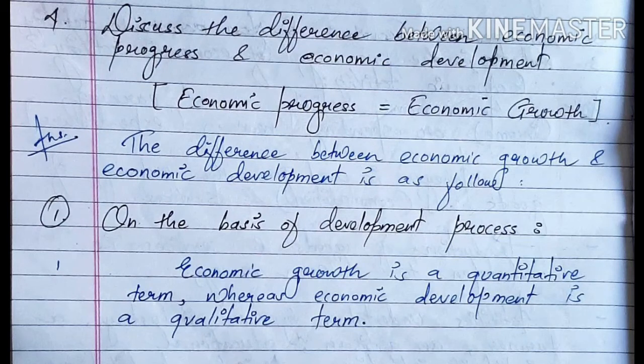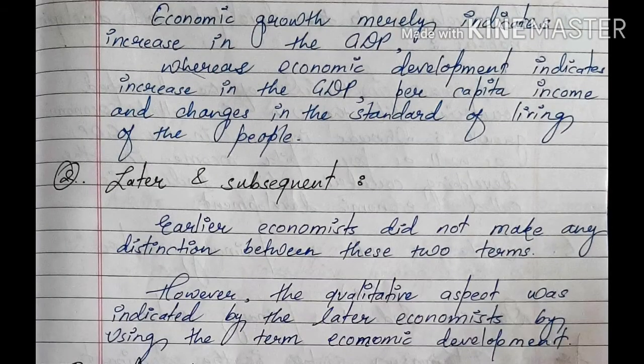Now, starting with the fourth question, discuss the difference between economic progress and economic development. Economic progress, जिसको economic growth भी कह सकते हैं. Now, starting with the answer, the difference between economic growth and economic development is as follows. First one is on the basis of development process. Economic growth is a quantitative term, whereas economic development is a qualitative term. Economic growth merely indicates increase in the GDP, whereas economic development indicates increase in the GDP, per capita income and changes in the standard of living of the people.